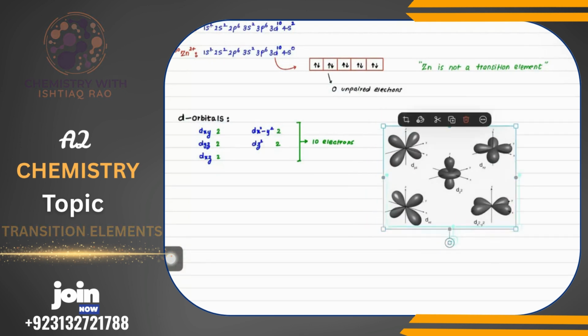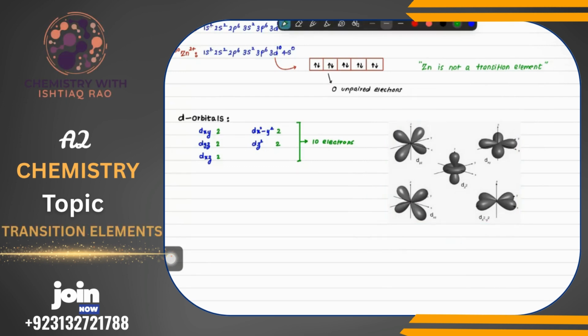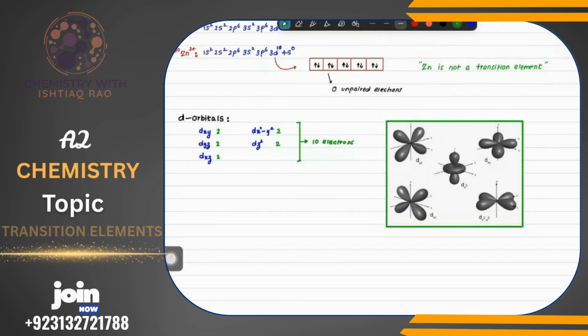So as you can see, these are the d orbitals. The examiner would be asking you to draw them. It's a part of the syllabus, so it is mandatory to know these shapes. When we discuss the complexes, we will explain it in more detail. As you can see, there are two sets of orbitals, one set and another set. I will explain later on.